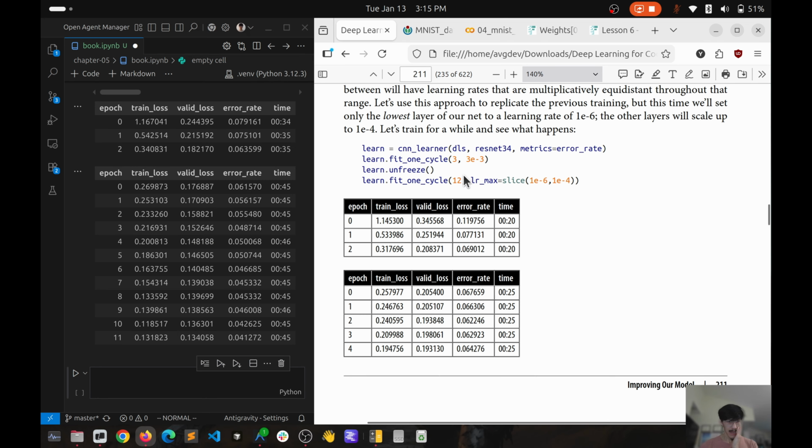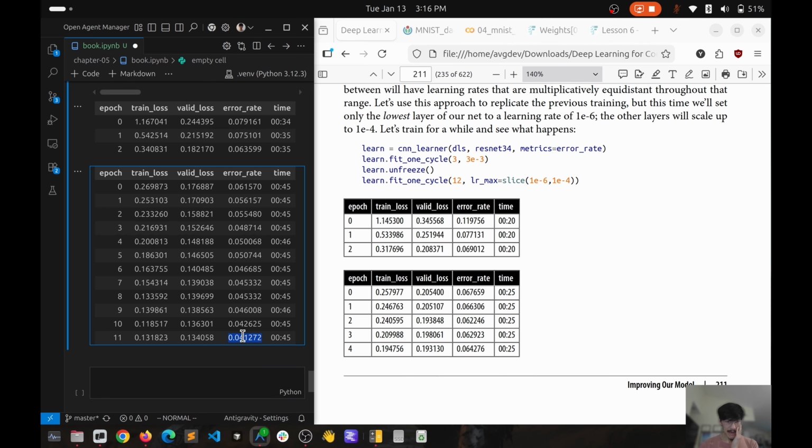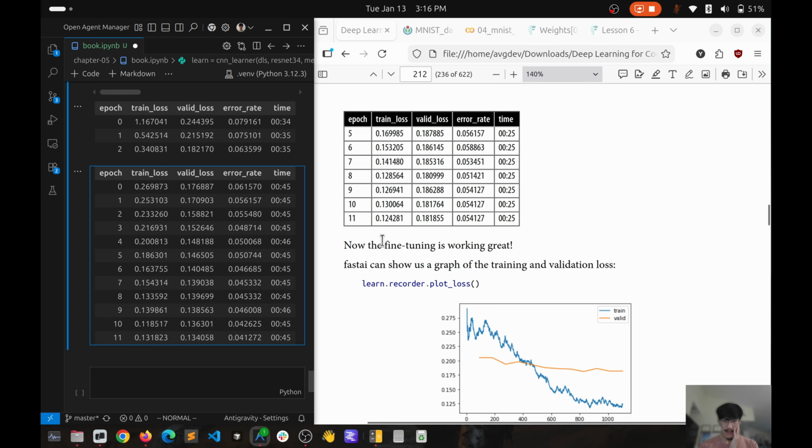Okay, it looks like we're done with our 15 epochs. We did get our error rate to the lowest ever, so that's great. And look at the train and validation, they are in sync. That is really good. So now the fine-tuning is working great.